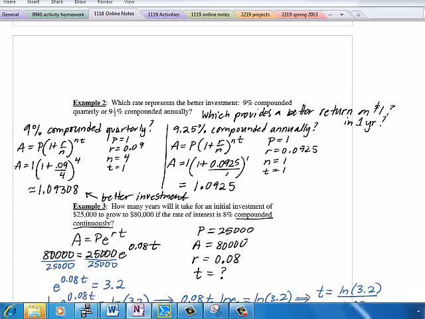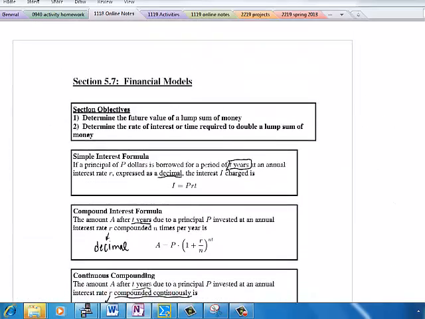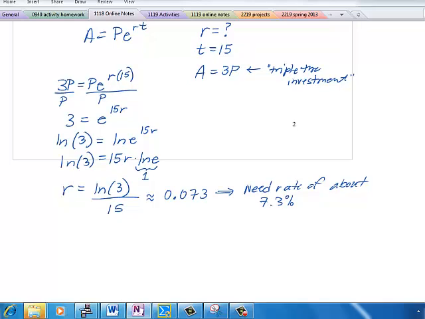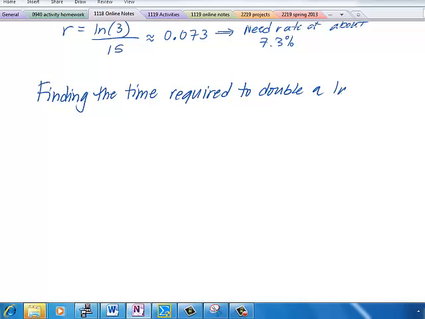I'm going to look back at one of our objectives here. We said we were going to determine the rate of interest or time required to double a lump sum of money. So let's do that. So finding the time required to double a lump sum of money.